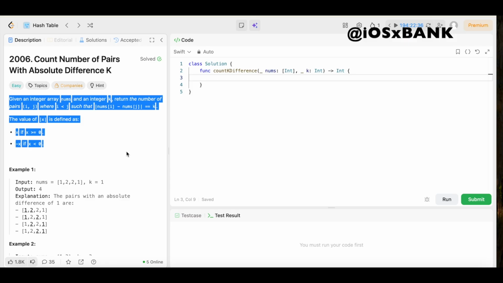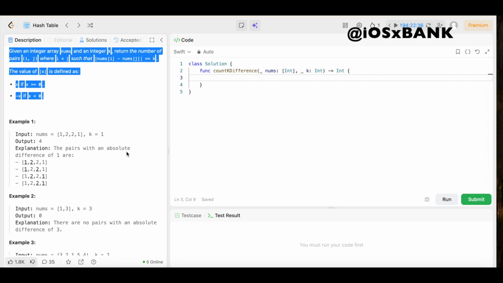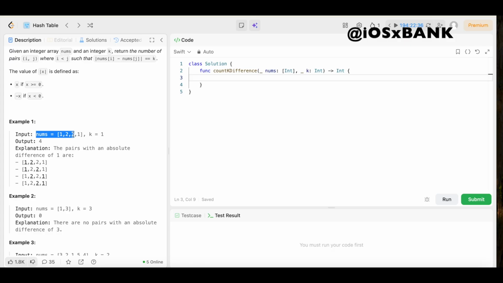All right, y'all, so that may seem a little bit confusing at first, so let's go ahead and take a look at these examples just to make sure that we are doing this problem correctly. So, in example 1, our input nums equals an array of integers 1, 2, 2, 1, k equals 1. That means we want to find how many pairs we can create that have an absolute difference of k, which in this case is 1. So the output is 4.